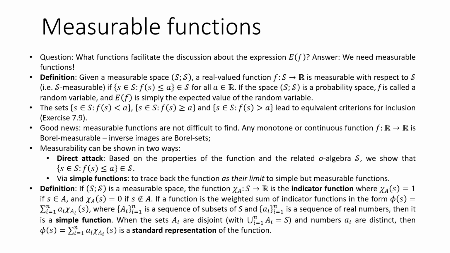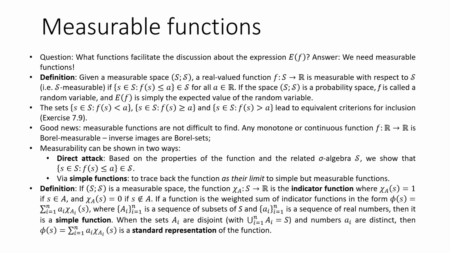How can we prove that a function is measurable? We have two available strategies. One is the direct attack. In this strategy, we get the function, we use its properties and the properties of the related sigma algebra, and we show that the function is measurable. This is the direct attack.